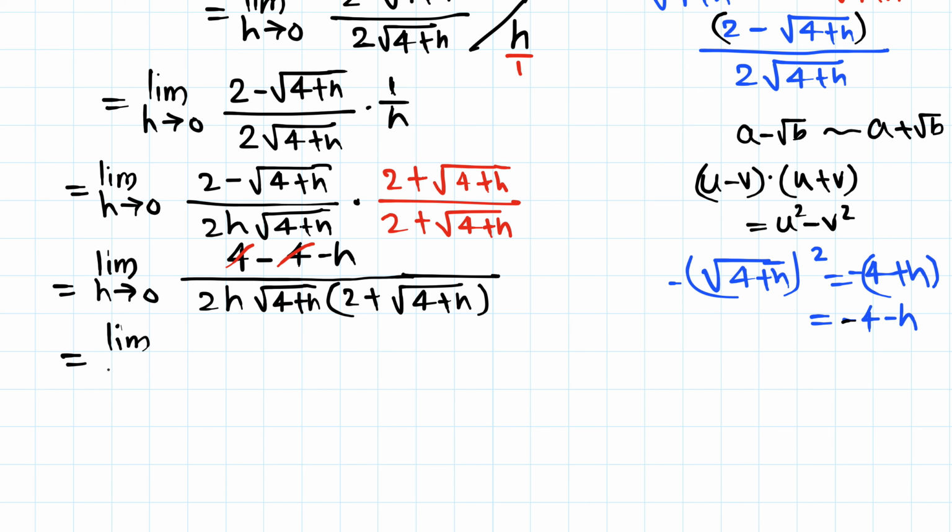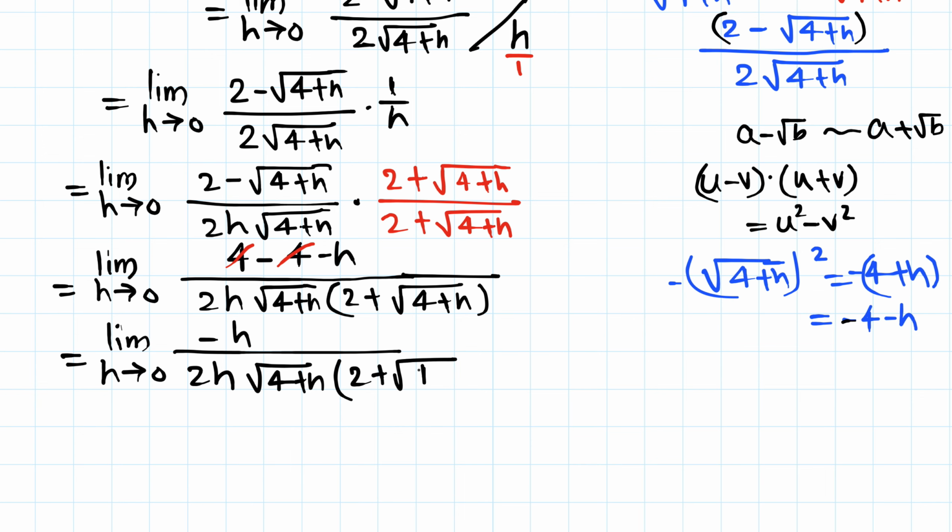Limit as h goes to 0 of negative h on the top, on the bottom everything, 2h times the square root of 4 plus h times the quantity 2 plus the square root of 4 plus h. Now here h and negative 1 times h cancel, so negative 1 is left on the top. Negative 1 means when we plug in h equals 0, this is negative 1, there is nothing left. So we have the answer now.